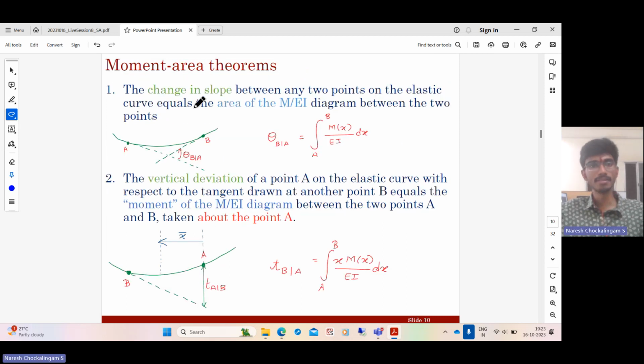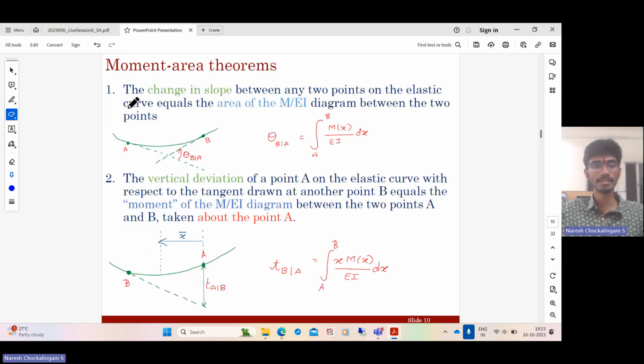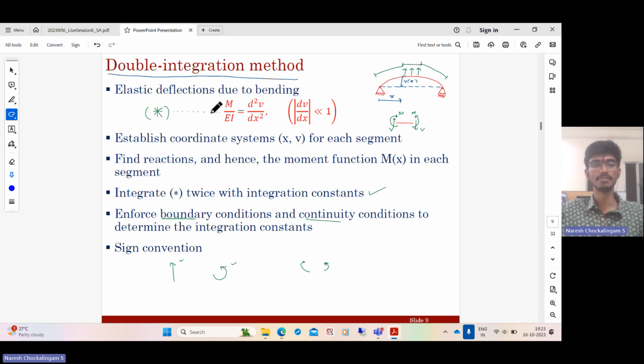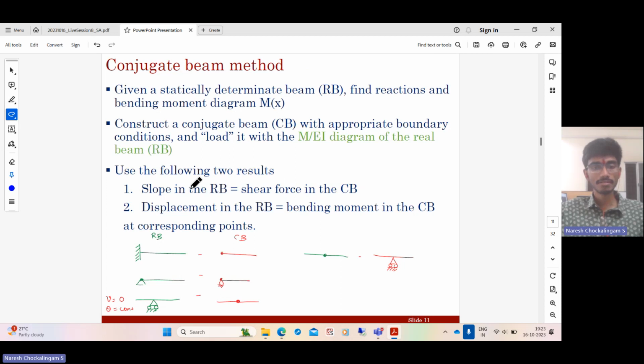Now, we also have the other methods such as the moment area theorems and the conjugate beam method, which are essentially based on the Macaulay's double integration method, but these are more graphical. The moment area theorem is more graphical, whereas this is more algebraic. I wouldn't get into the details of all these due to time constraints. As I will be sharing the presentation, you can review it.